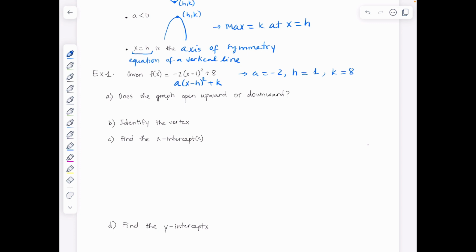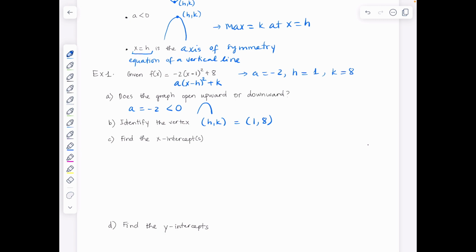Now, does the graph open upward or downward? To determine that, you look at a. Since a is negative 2, which is a negative number, we should expect the graph to open downward. Identify the vertex. The vertex is the point (h, k). And h is 1, k is 8, so the point (1, 8) would be the vertex.